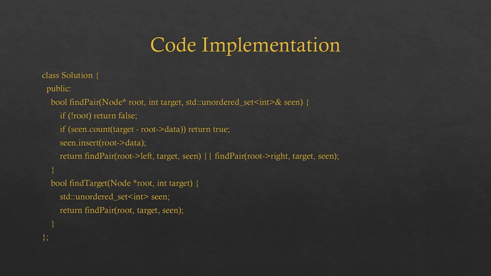Here's the code for the solution. The findPair function recursively traverses the BST, checking for pairs as it goes. It uses a hash set to store the node values it has already visited. If it finds a complement in the set, it returns true. Otherwise, it continues checking the left and right subtrees.